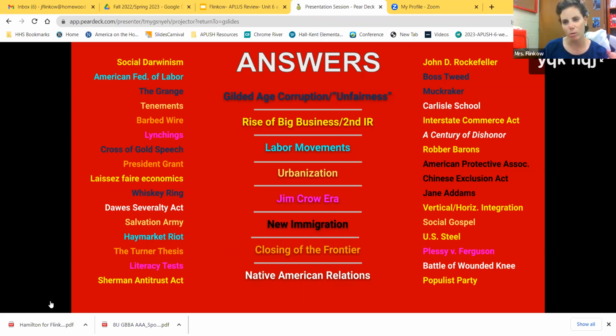So the whiskey ring, I do want to point on this because a lot of you asked about it. The whiskey ring was a scandal during Ulysses S. Grant's presidency. Okay, so that would be one thing you would need to know.